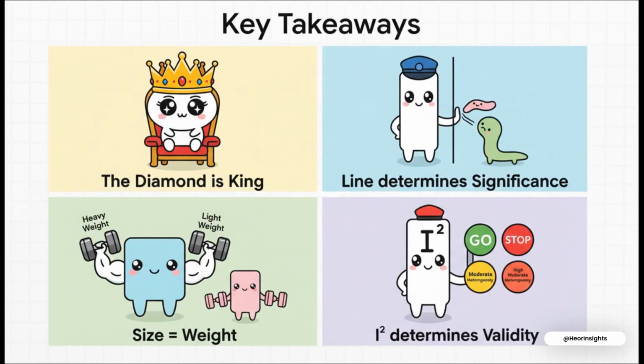So, to summarize our session, there are 4 key takeaways. First, the diamond is the most important output. It represents the synthesized evidence. Second, the vertical line of no effect is your benchmark for statistical significance. Third, the size of each study's box visually communicates its weight and influence. And finally, the I-squared statistic helps you determine the validity of the entire pooled result.